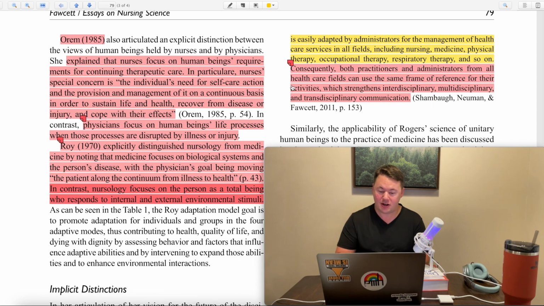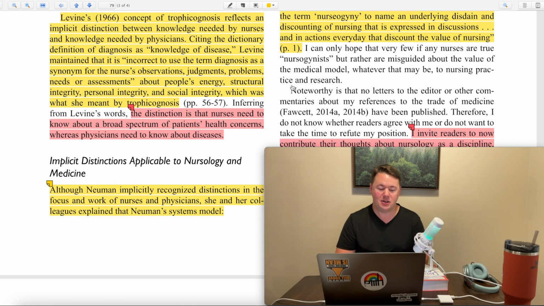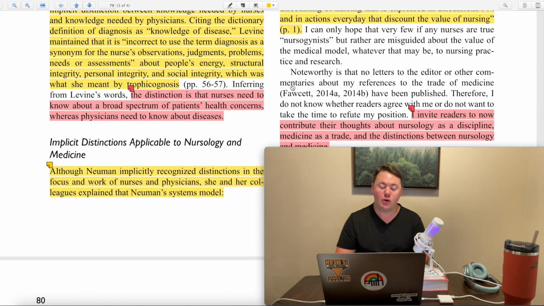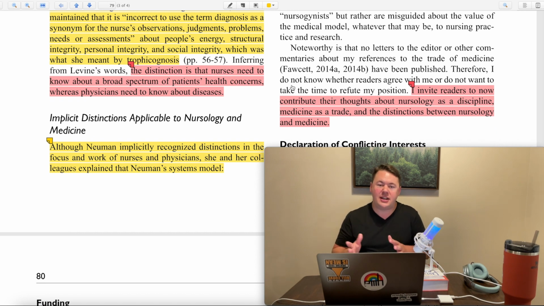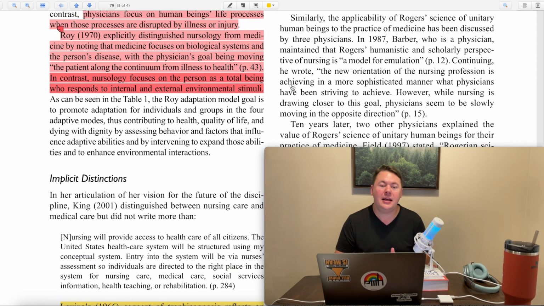Point being here that one of the four most thinkers in conceptual models in nursing theory, Betty Newman, recognized that although there are distinctions which are implied but not explicitly stated between nursing and medicine, or nurseology in this case and medicine, she thinks that her model applies to any healthcare provider or administrator. How is that nursing-specific knowledge? Unless you're trying to make the case that anyone who does patient care is participating in the domain of nursing knowledge, which you could argue, but she's not arguing that here.